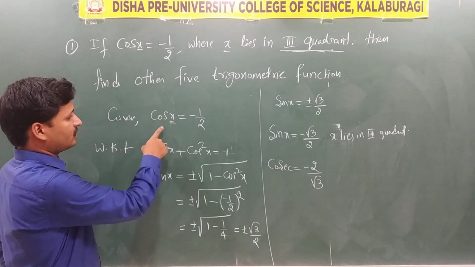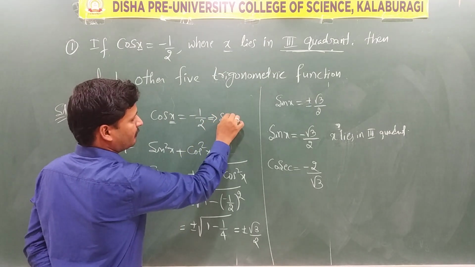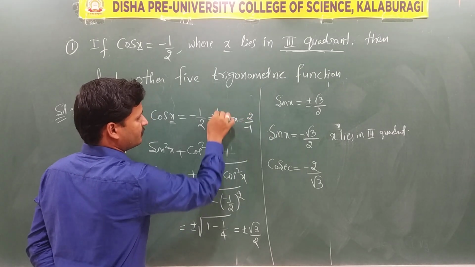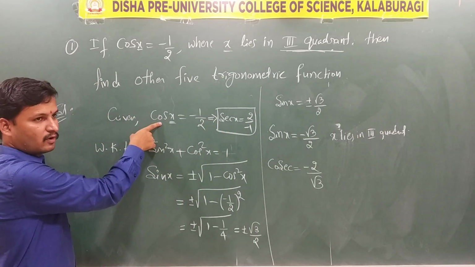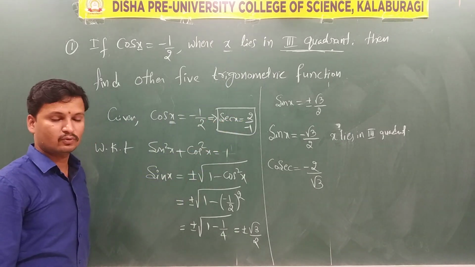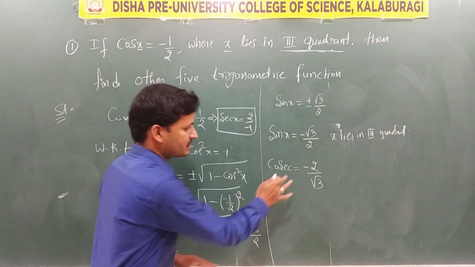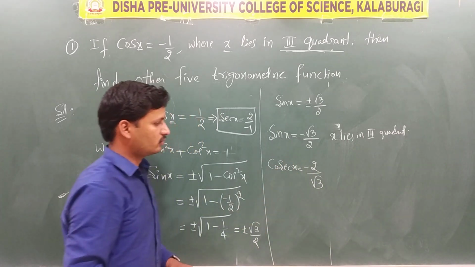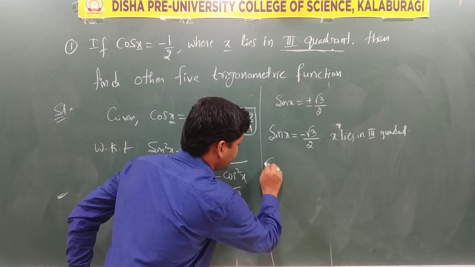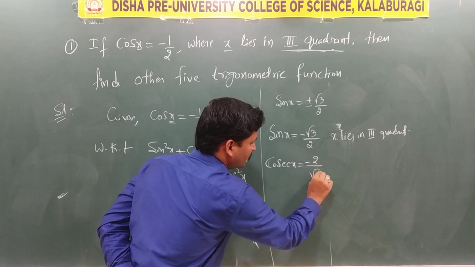And again here cos x, we know, is minus 1 by 2. Then obviously secant x is equal to 2 divided by minus 1. Take the reciprocal of cos, we will get secant x. That is minus 1 by 2, reciprocal is 2 divided by minus 1. 2 by minus 1 is minus 2. And here sin x is minus root 3 by 2. So cosecant x is equal to minus 2 by root 3.